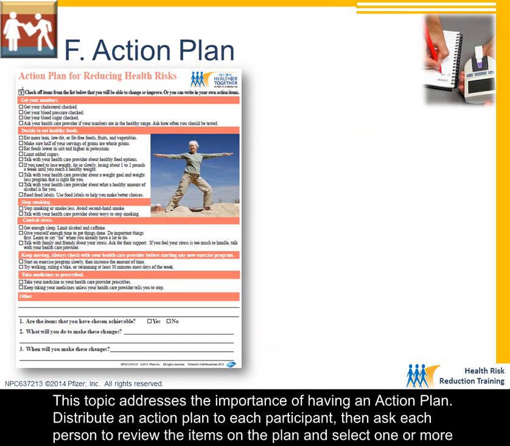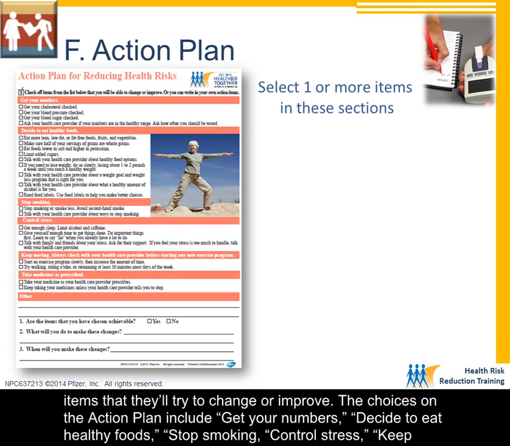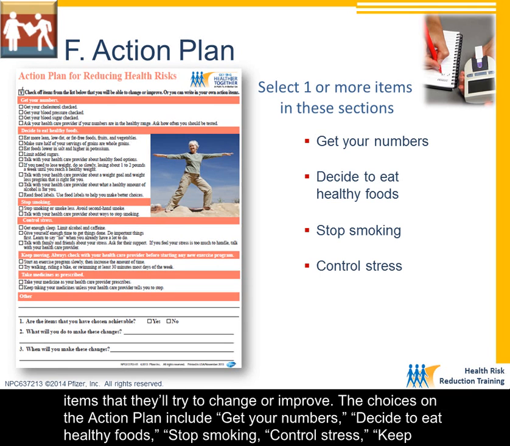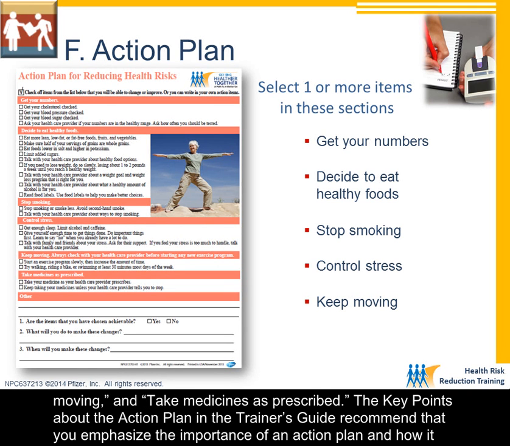This topic addresses the importance of having an action plan. Distribute an action plan to each participant, then ask each person to review the items on the plan and select one or more items that they'll try to change or improve. The choices on the action plan include get your numbers, decide to eat healthy foods, stop smoking, control stress, keep moving, and take medicines as prescribed.